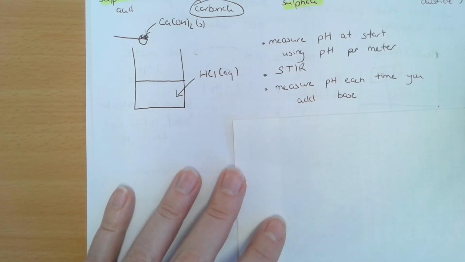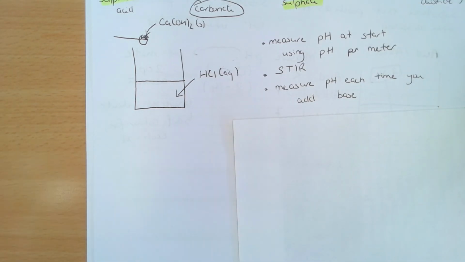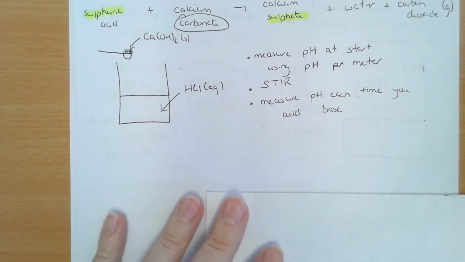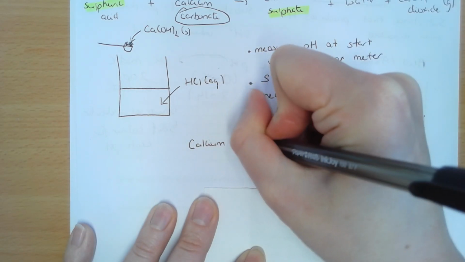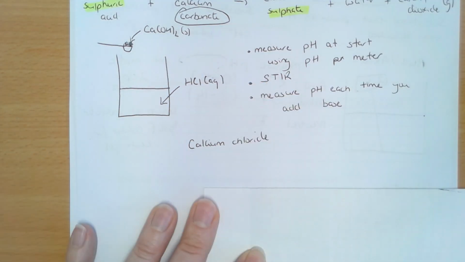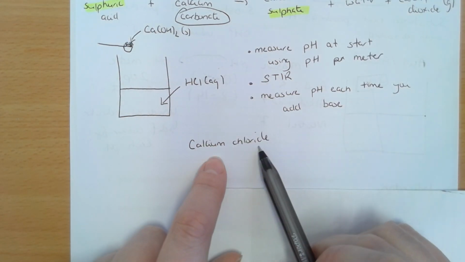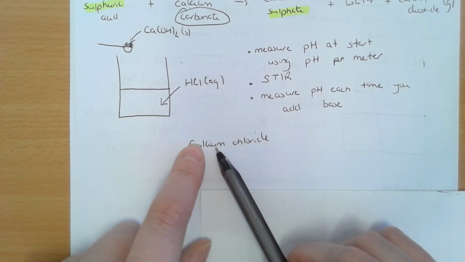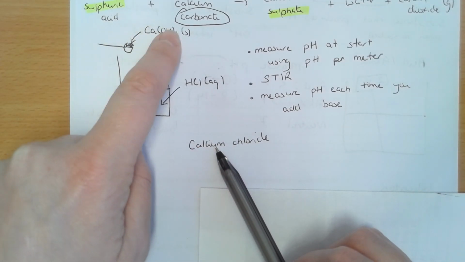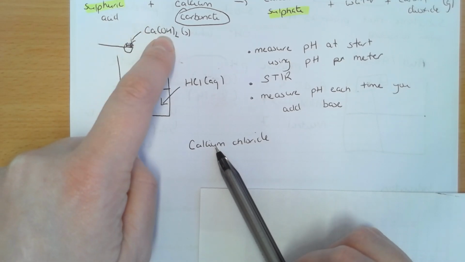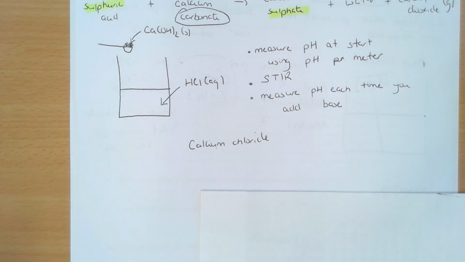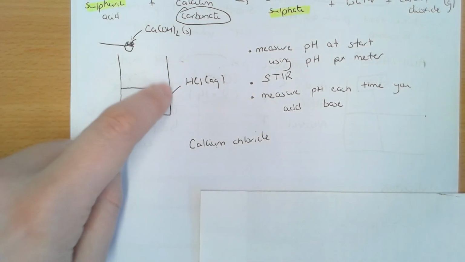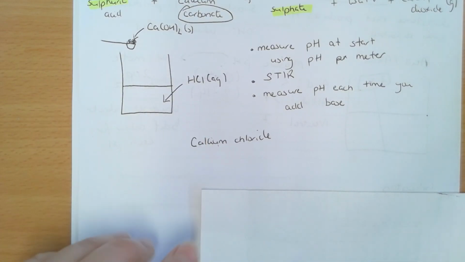The other practical they ask you for is how to make a pure salt. Let's just say they wanted you to make calcium chloride, and they want you to obtain pure calcium chloride. To make calcium chloride, I'm going to need a base with calcium in it. So calcium hydroxide would be a suitable base, and I need an acid that's going to end in chloride, so I'm going to use hydrochloric acid. And I'm going to add the base to the acid because that's how I make a salt, okay?